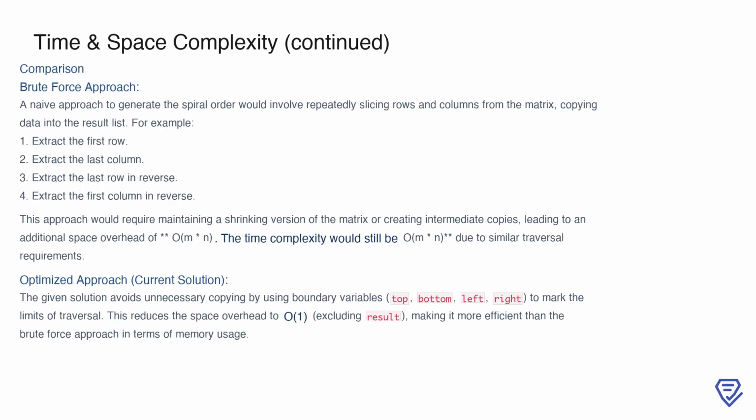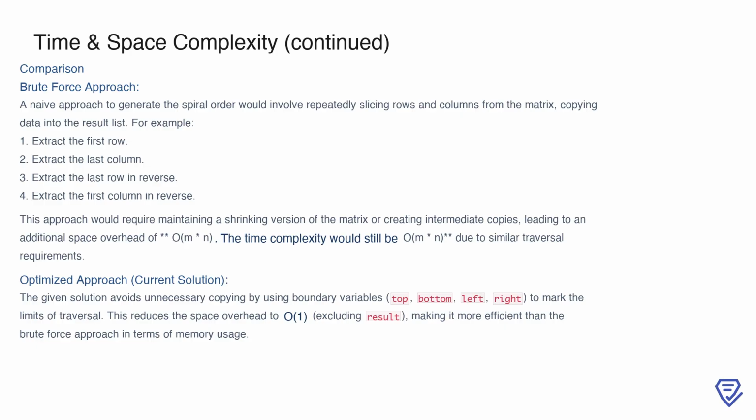When comparing this solution to a brute force approach, the difference becomes clear. A naive method might involve slicing rows and columns repeatedly to form the spiral order. For instance, you could extract the first row, then the last column, then the last row in reverse, and finally the first column in reverse, iteratively shrinking the matrix.